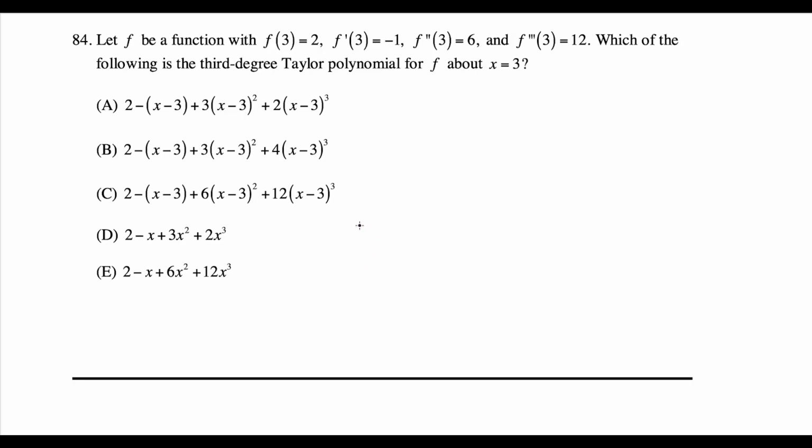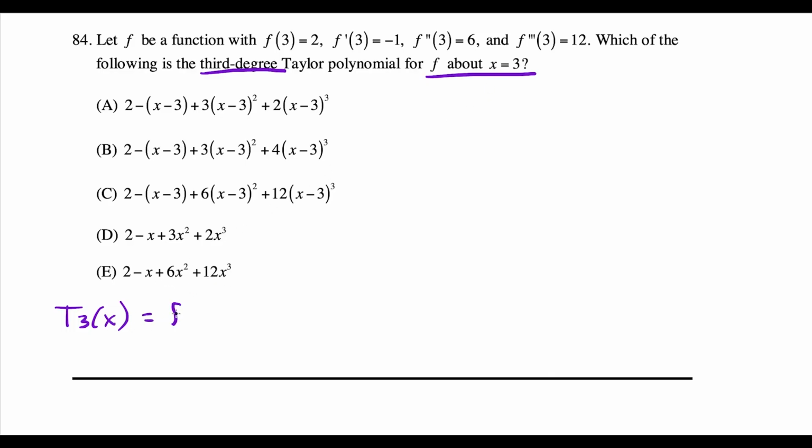Question 84, we have to show up to the AP test knowing certain formulas. And for this one, we have to know the formula for a Taylor polynomial. In this case, we have a third degree Taylor polynomial, and it's for f of x about the center x equals 3. So we have to know how to just set these things up.